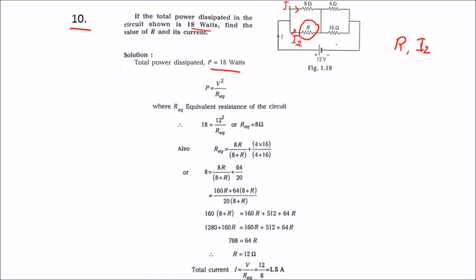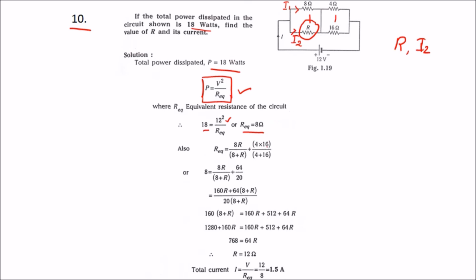Using this, we can find the equivalent resistance. We know the power formula, that is P is equal to V square divided by R equivalent. As these two are in parallel and these two are in parallel, and together the combinations are in series, we can find the equivalent resistance using this formula. We know that power is 18 and voltage is 12. So this will become 8 ohm, as 12 square is 144, which divided by 18 is 8 ohms. So we got that R equivalent is 8 ohms.